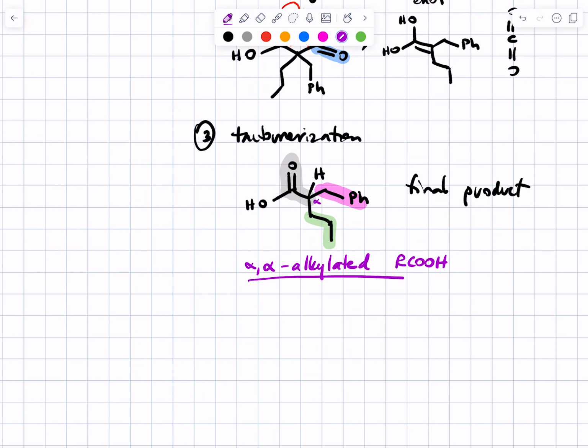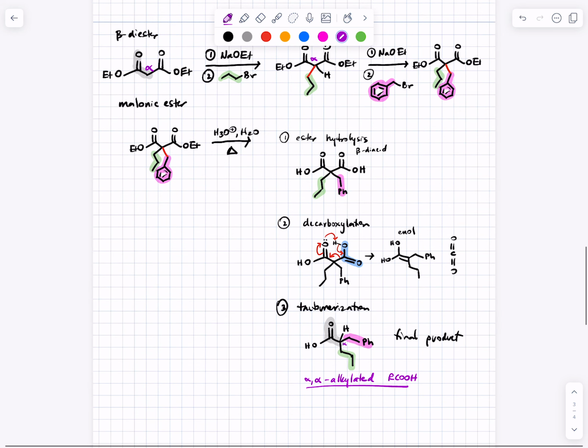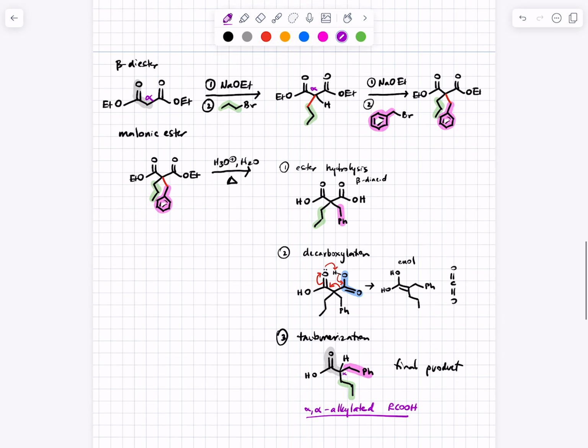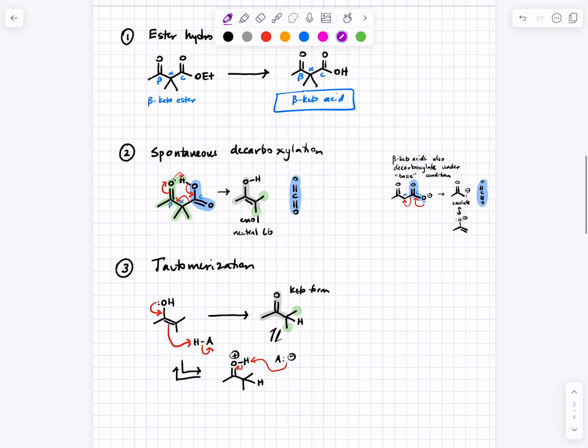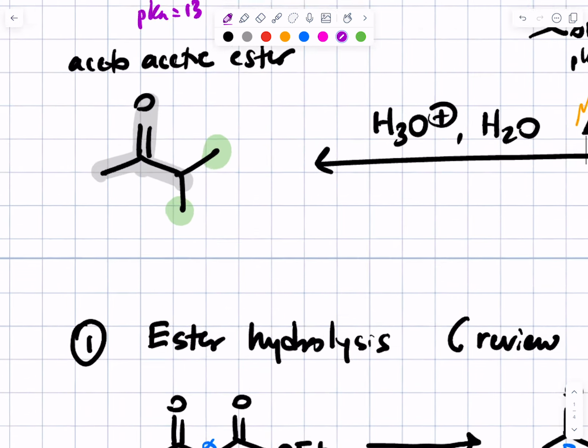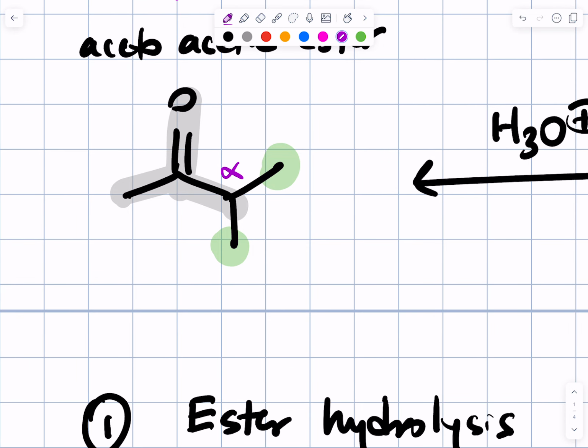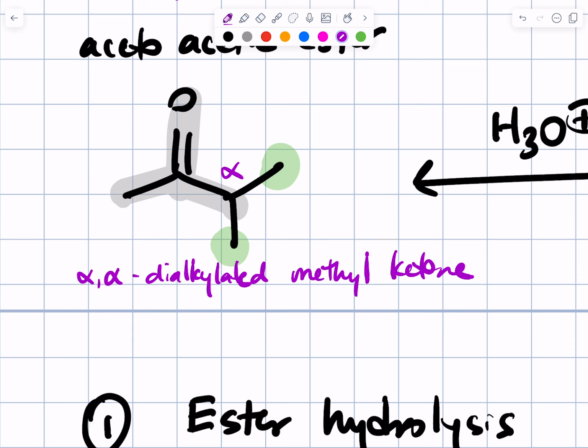That's a useful structural pattern, and if you see it, you can be thinking, I could have made that starting with the beta diester or the malonic ester. Similarly, if you see here our product, which was an alpha-alpha dialkylated ketone, and in this case it's a methyl ketone, that is a signal that you could have made that from the acetoacetic ester.